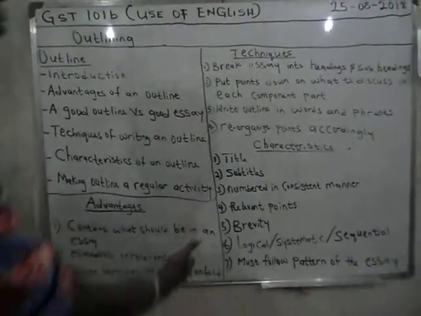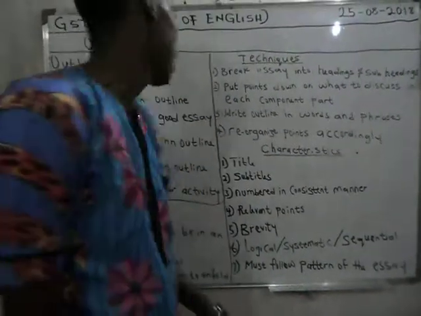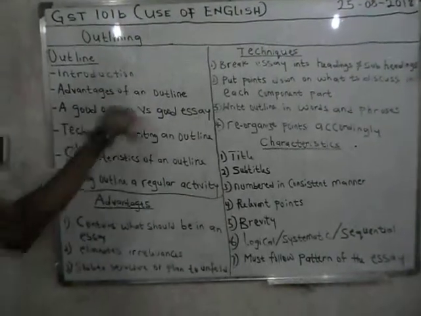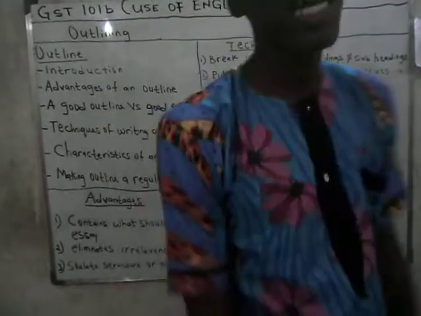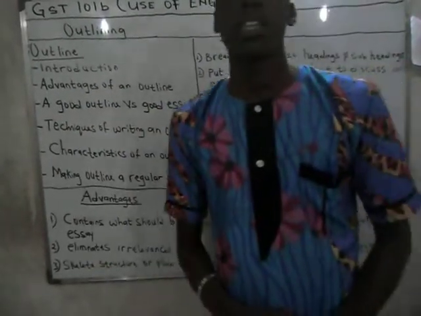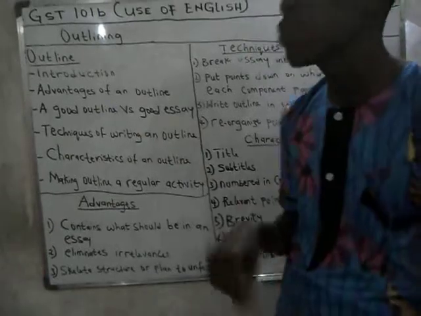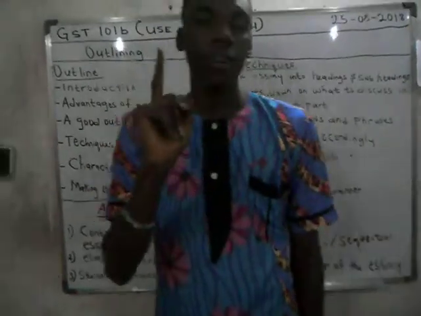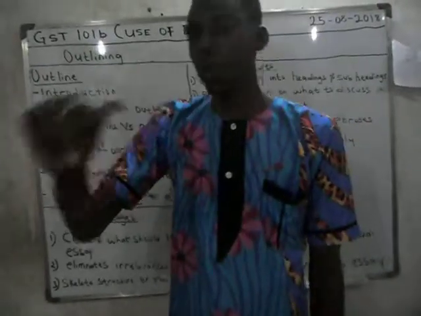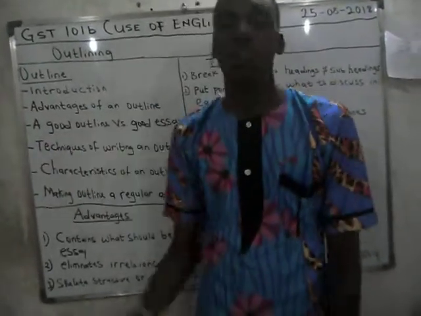So having looked at a few advantages of an outline, we are going to look at a good outline versus a good essay. It is true that when you have a good outline, you are going to have a good essay. But mind you, note this, it is very important: it is not always when you have a good outline that you can be able to have a good essay.